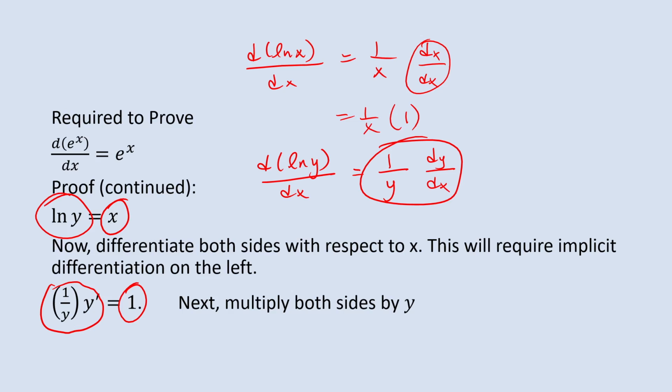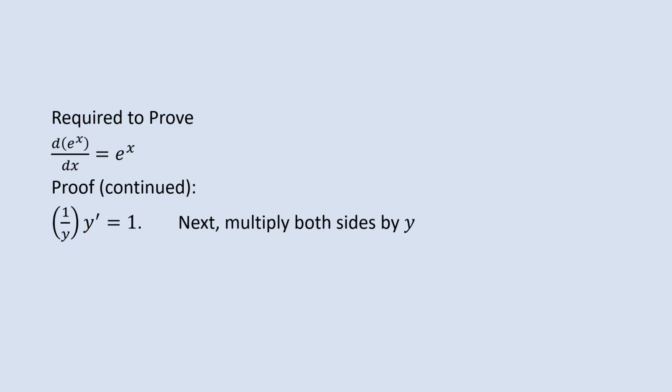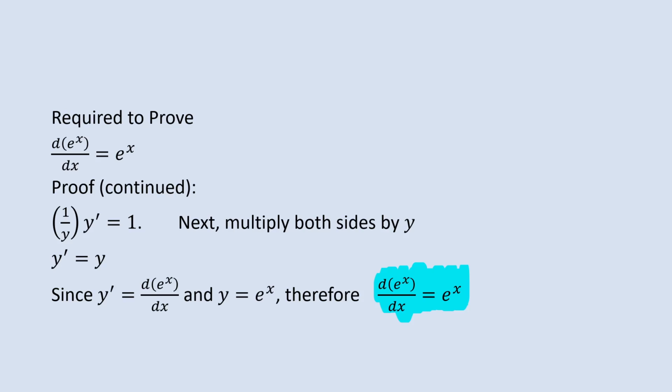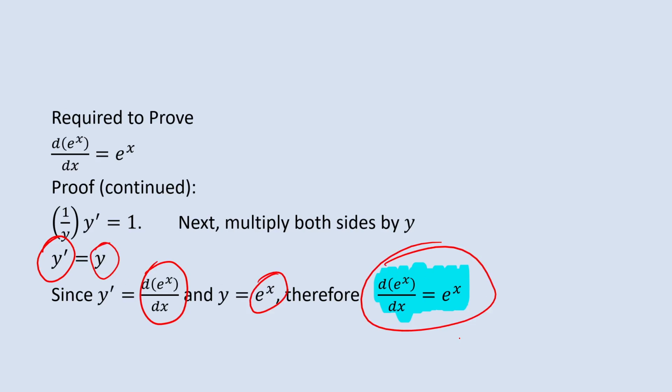Well, from there, it's a pretty simple process. We're going to multiply both sides by y. So multiplying the left by y gets us y prime, multiplying the right by y gets us y. And so that's like saying this y prime right here is the derivative with respect to x of e to the x, and this y here is e to the x. So we can say the derivative of e to the x with respect to x is in fact e to the x.